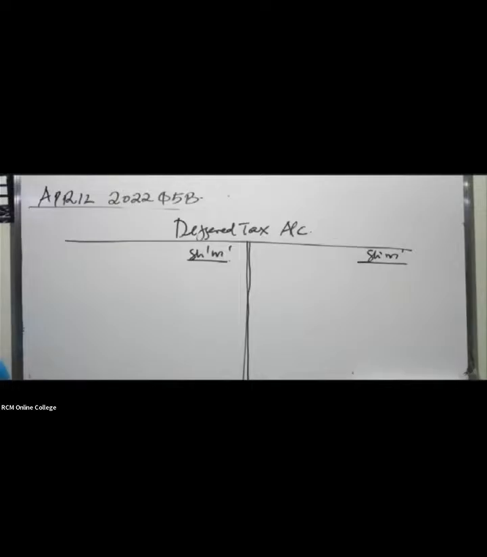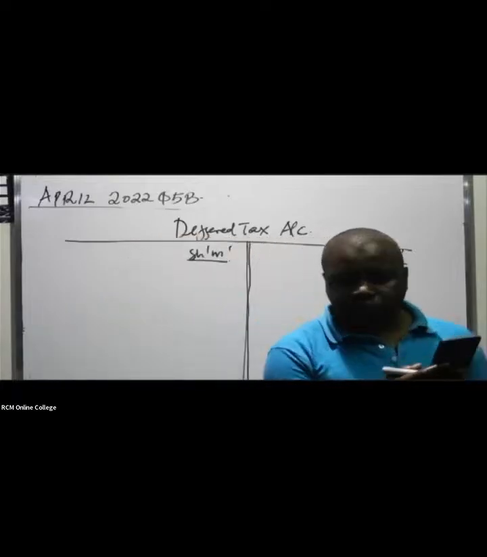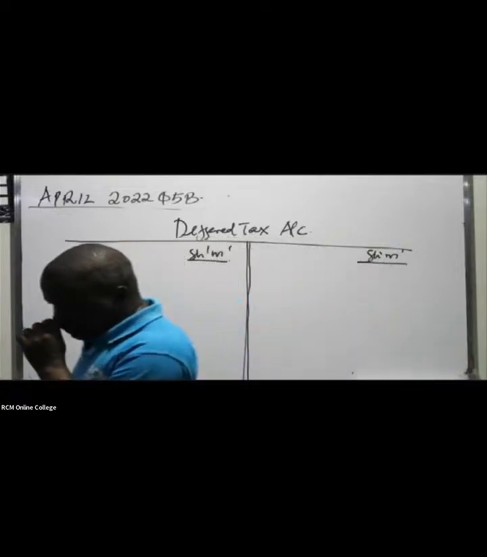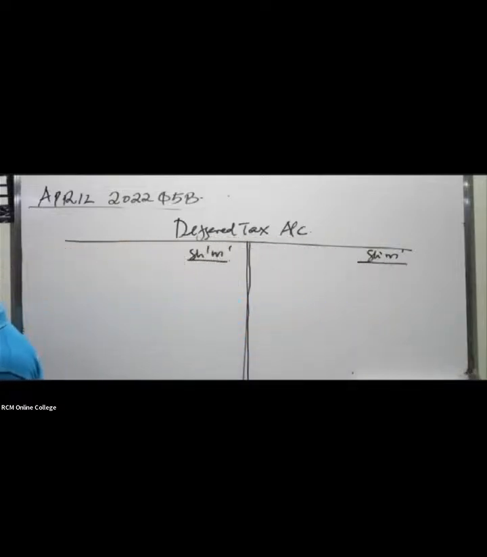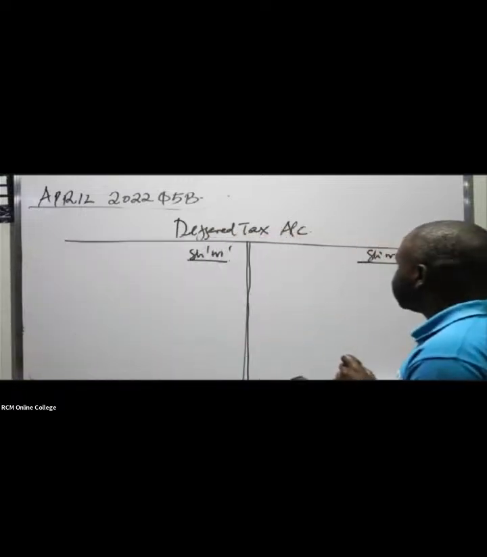I can see Perry says debit. Winnie says debit. Ezekiel says debit. Wambui says debit. Zipporah says debit.